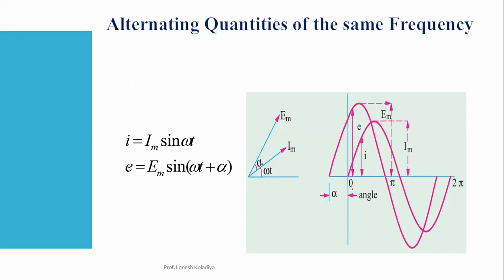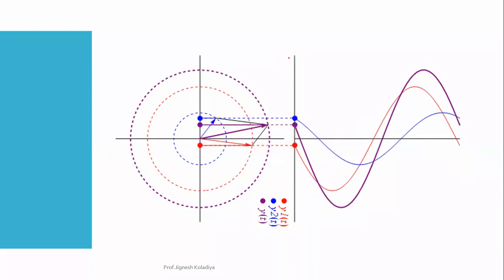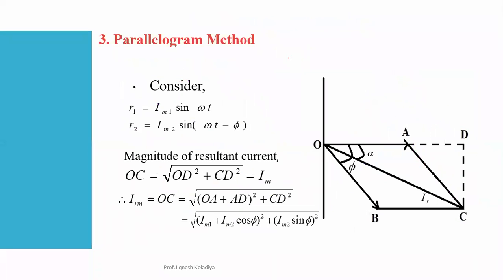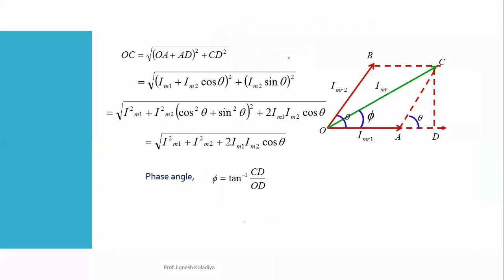Then we have seen this alternating quantity with same frequency. This is the addition of the vectors, right? In which we have the waveform addition method. This we have already completed.